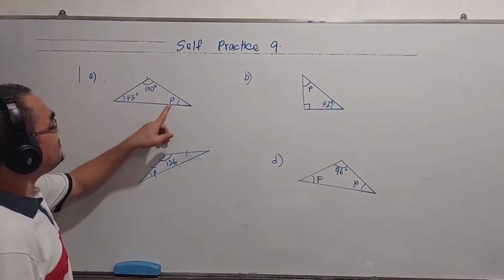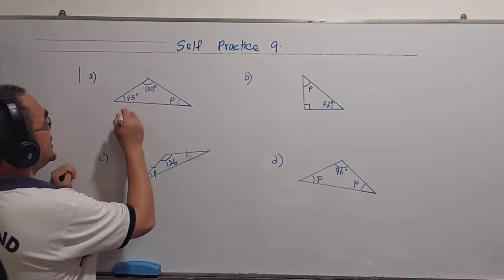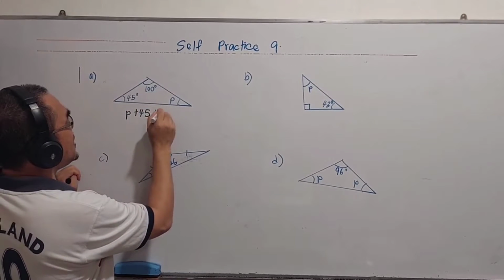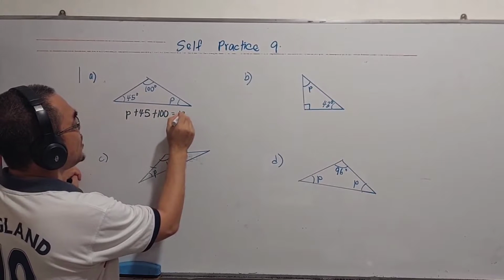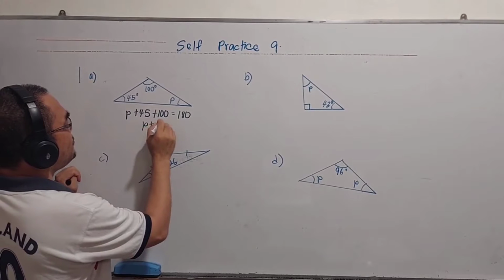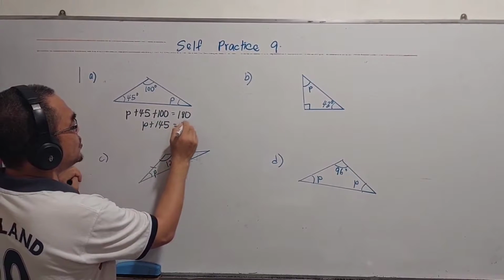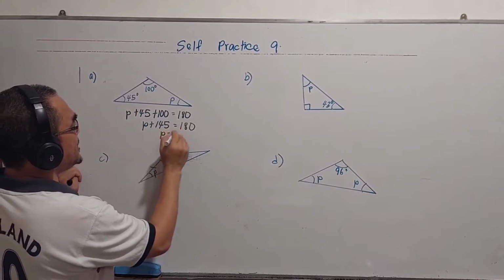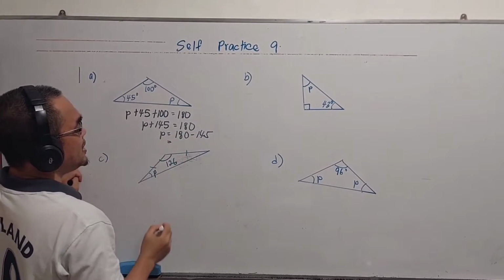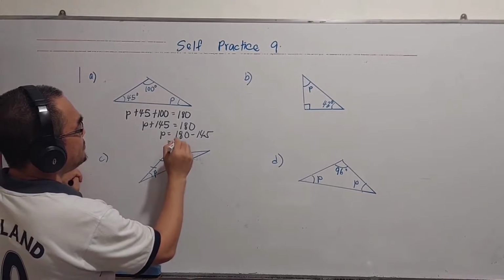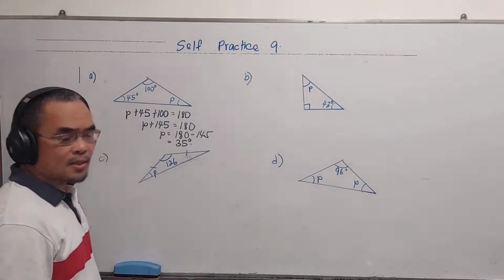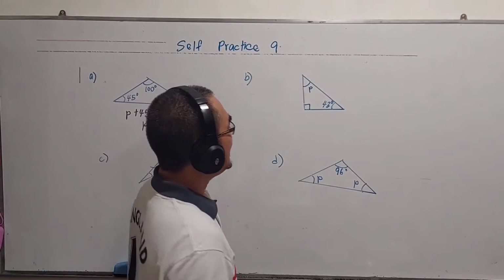So how do we get the value of P? We say P plus 45 plus 100 is equal to 180. So P plus 145 equals 180. So P is 180 minus 145, which is 35 degrees. Okay, so for B, it's the same thing.